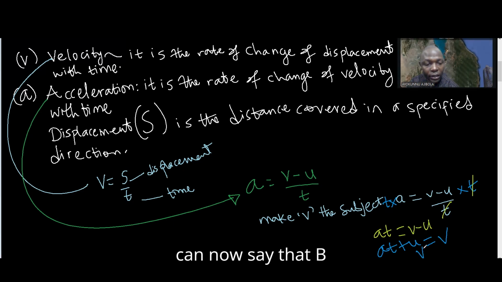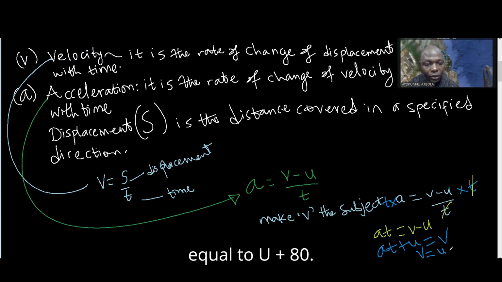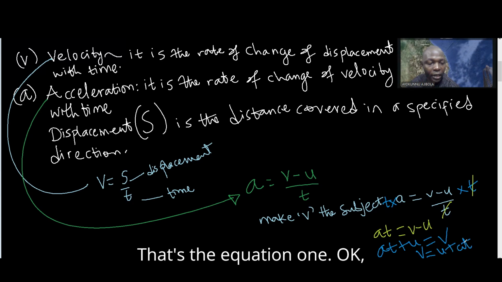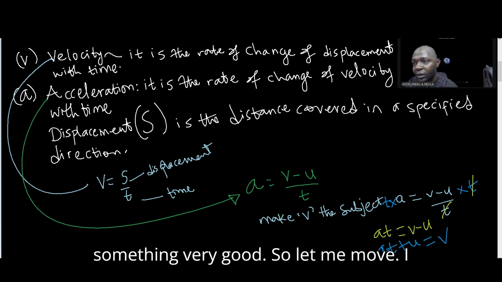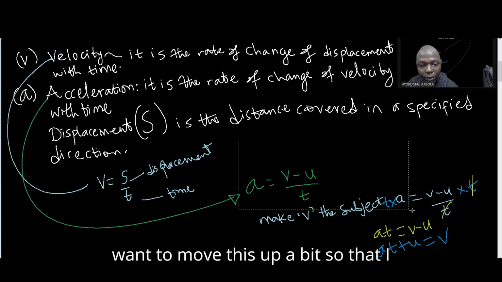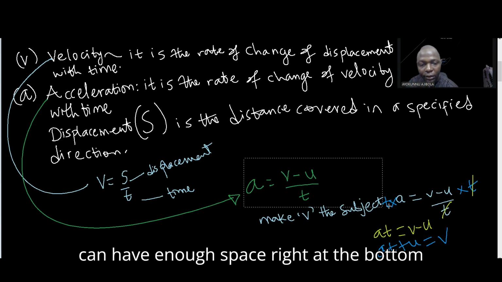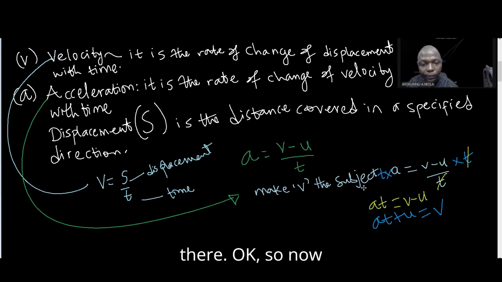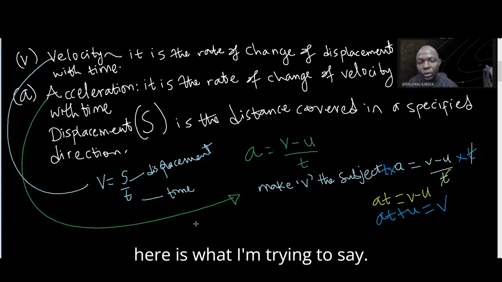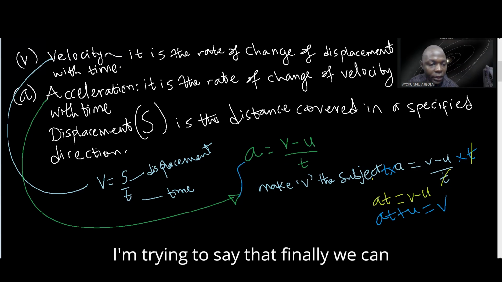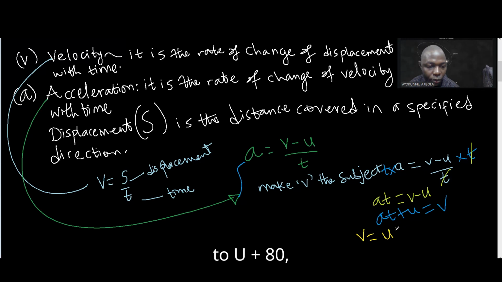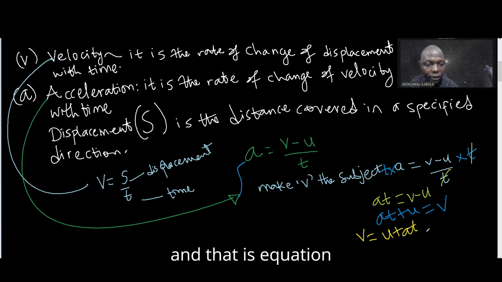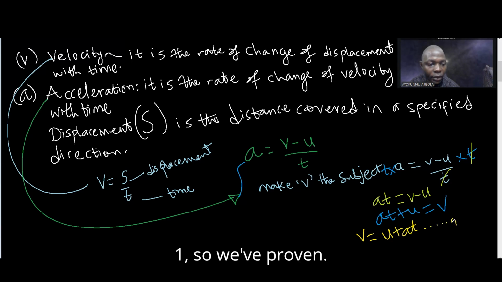So we can now say that V equals U plus AT. That's equation 1, okay? Let me move this up a bit so that I can have enough space to write at the bottom there. So now, here is what I'm trying to say: finally we can say V equal to U plus AT, and that is equation 1.